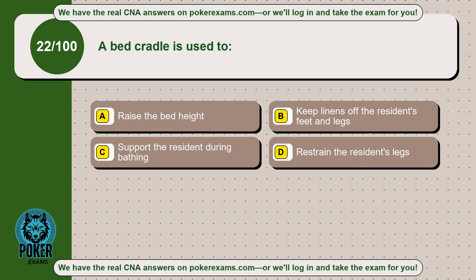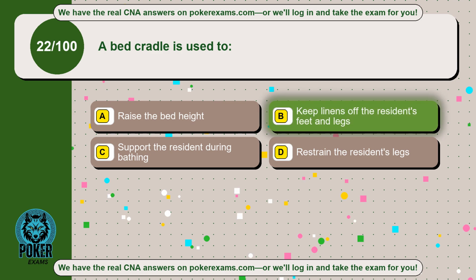Question 22. A bed cradle is used to: Option A, raise the bed height. Option B, keep linens off the resident's feet and legs. Option C, support the resident during bathing. Option D, restrain the resident's legs.